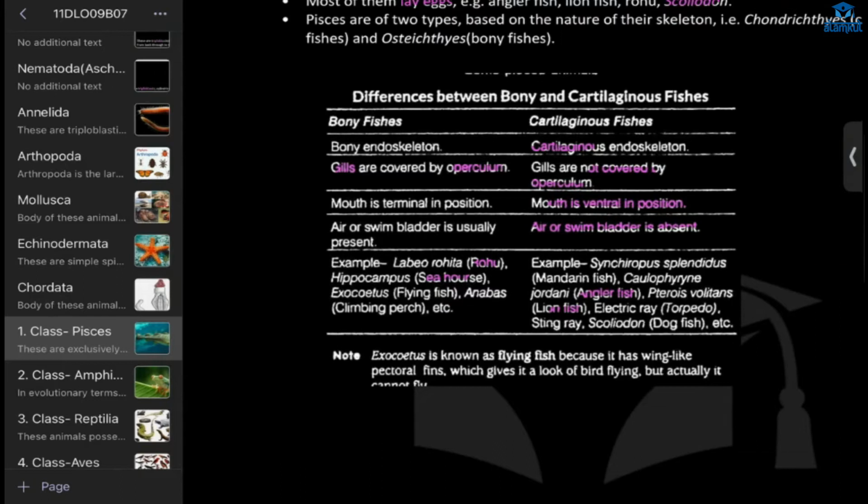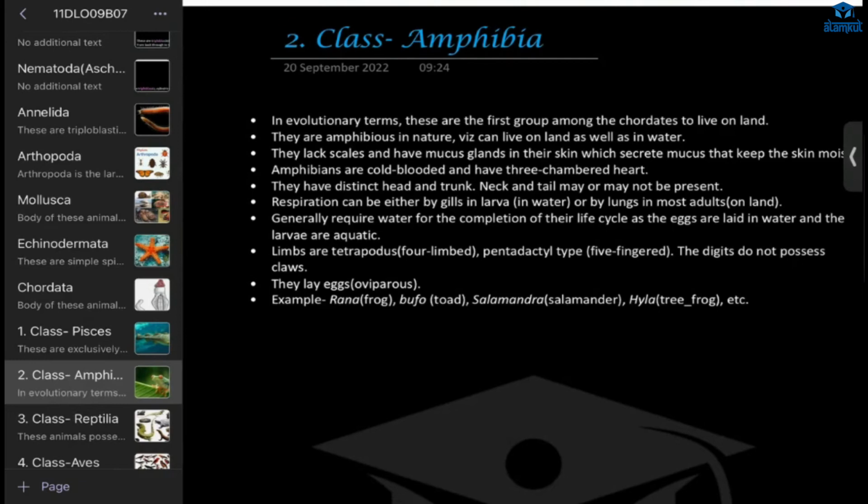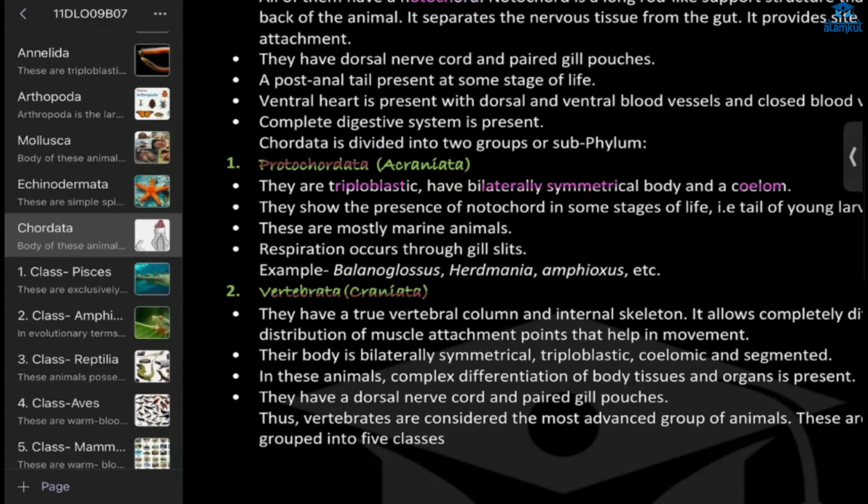Okay, next we'll go for this. What is here? Class what? Amphibia. All these things are in which phylum? Chordata. Okay, all these are chordata. In chordata, where? Subphylum vertebrata. Okay, phylum chordata, subphylum vertebrata. And inside vertebrata, we have five classes. In that, we have Pisces.